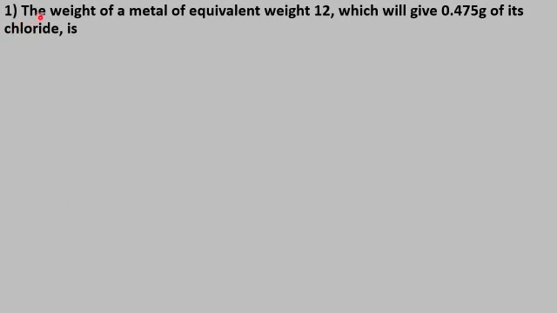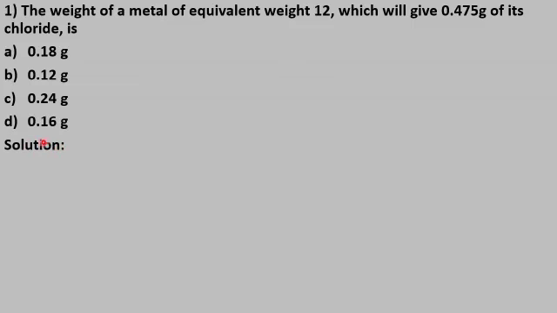First question, the weight of a metal of equivalent weight 12 which will give 0.475 gram of its chloride is dash. Option A 0.18 gram, B 0.12 gram, C 0.24 gram and D 0.16 gram. So let me solve this one.